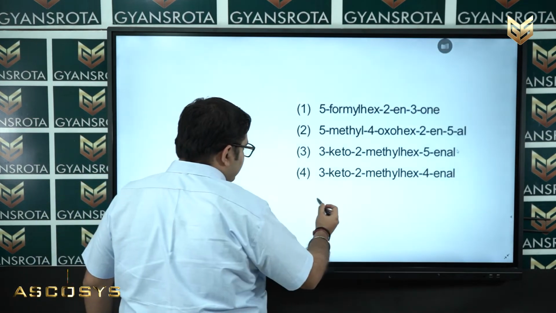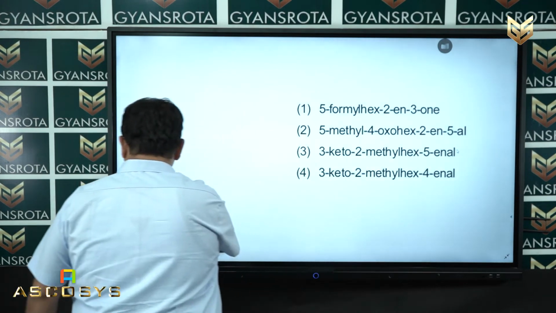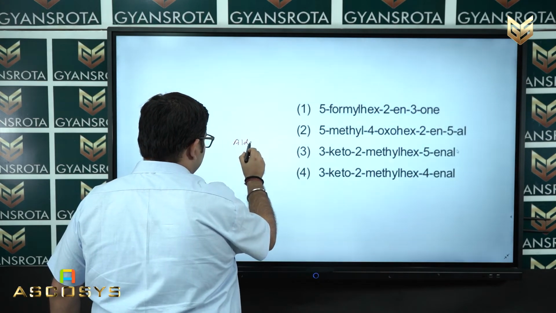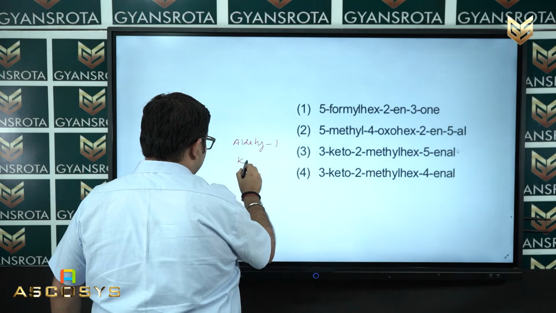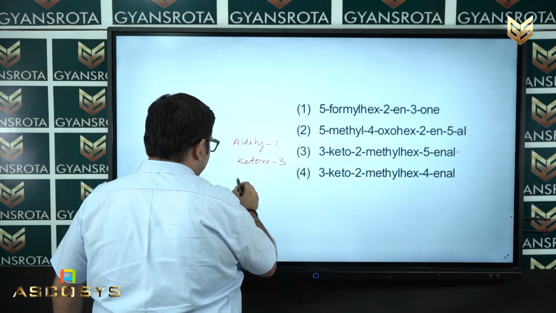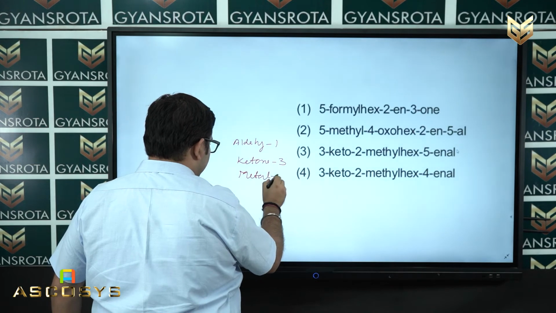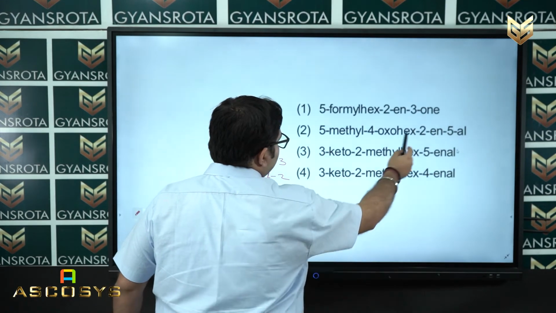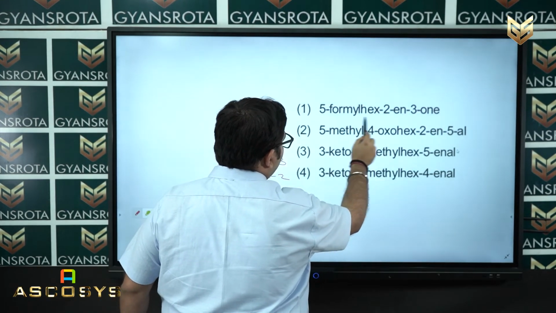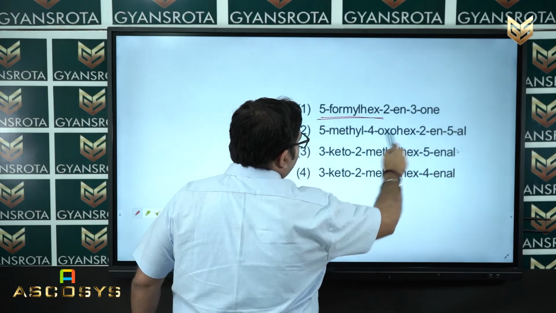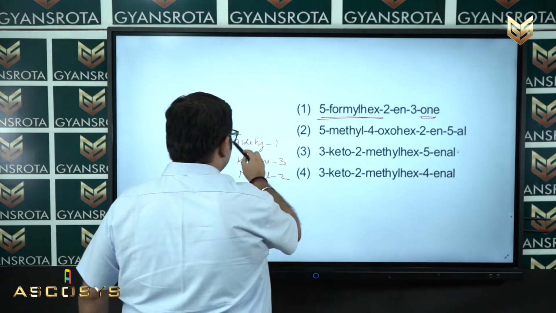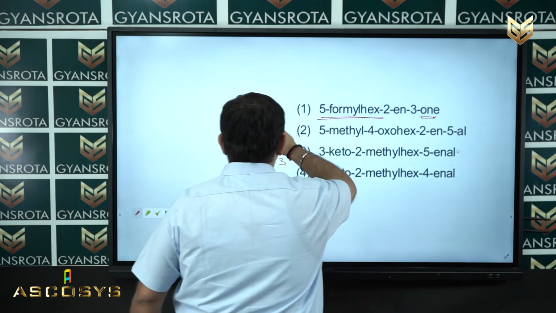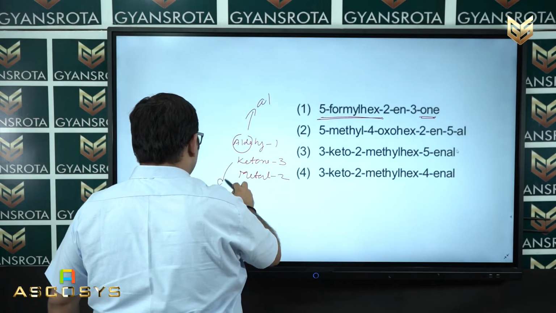So if you see in compound 3, the position of the aldehydic group is 1, for the ketonic group it is 3, and for methyl it should be second position. Now just see the options. First of all, 5-formyl hexane, no, this is not possible, and 3-one, no, this is not the parent, because you have to see the priority: aldehyde will come first, then ketone. For aldehyde we use -al, and for ketone we use -one.